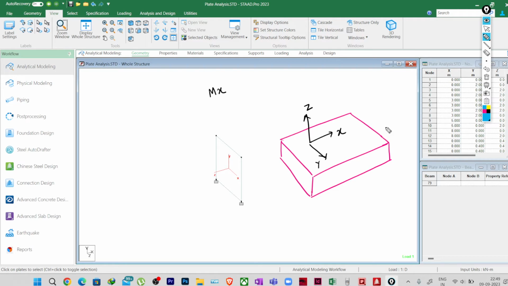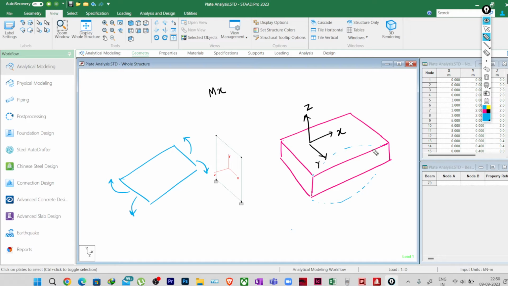Now how will the moment be? Suppose this is my plate. Whether this plate will be bending like this or bending like this, which face will be under hogging, which face will be under sagging, that will be based on your loading, right? If the load is from top, then the plate will bend like this. If the load is from bottom, the plate will bend in the opposite direction, like this, right? So we cannot say which direction the plate is going to bend.